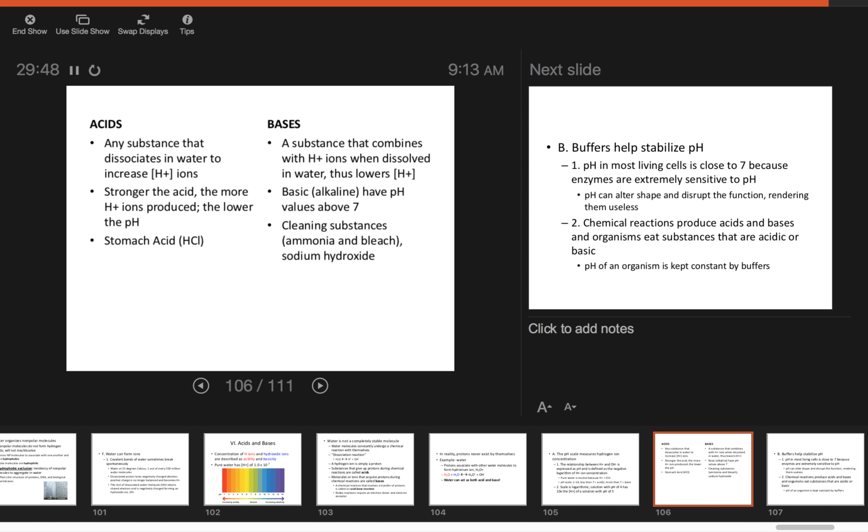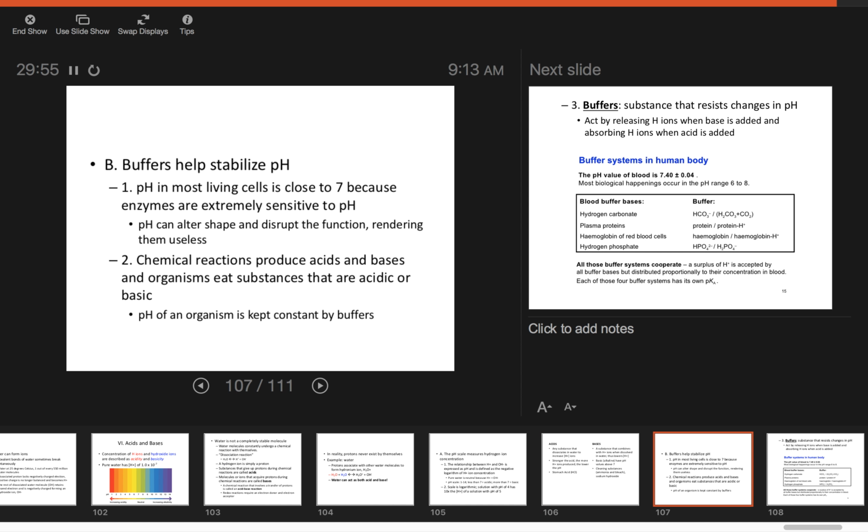Think cleaning products. Buffers help stabilize pH levels in systems. Living cells try to stay close to 7, because enzymes are extremely sensitive to pH. So in your lab next week, you're going to look at an enzyme that's found in liver, and you're going to subject it to different pH levels to see which pH is optimal. What's happening here is that the pH level alters the shape and function of enzymes.